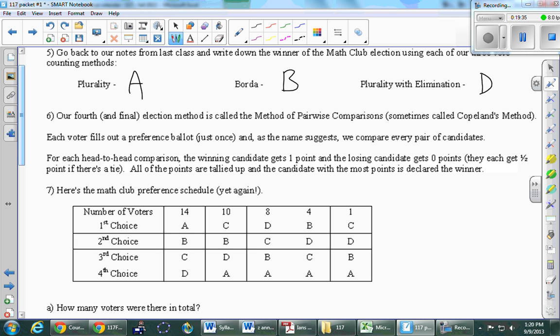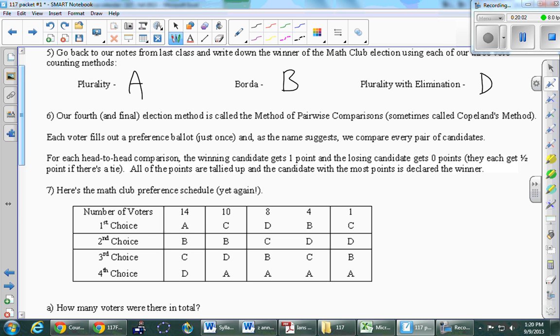Okay, moving on to 6, Ed. Okay, so here's the method. Each voter fills out a preference ballot just once, same as usual. And as the name suggests, we compare every pair of candidates. Every 2 candidates in this election are going to get paired up in a head-to-head competition. For each head-to-head comparison, the winning candidate gets 1 point. Losing candidate gets 0. If there's a tie, they each get half a point. All the points are tallied up at the end, and the candidate with the most points is declared the winner.